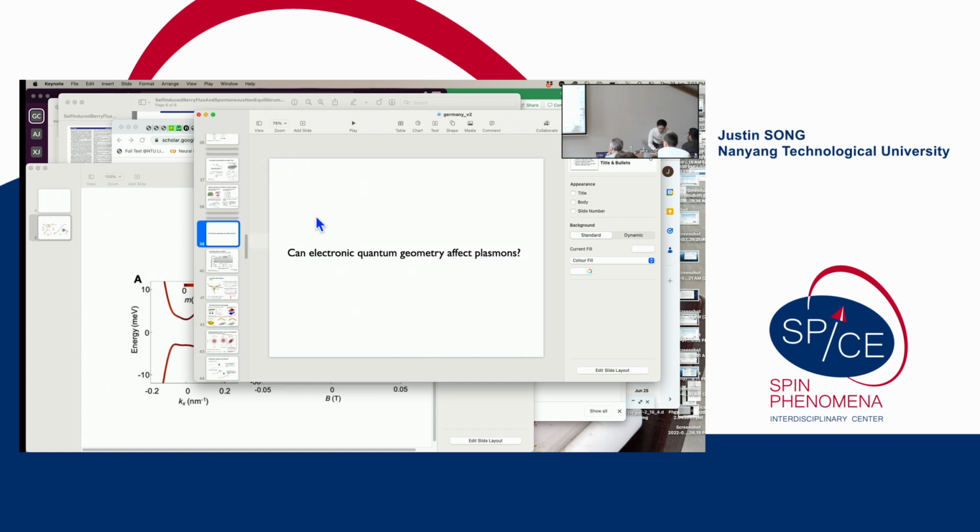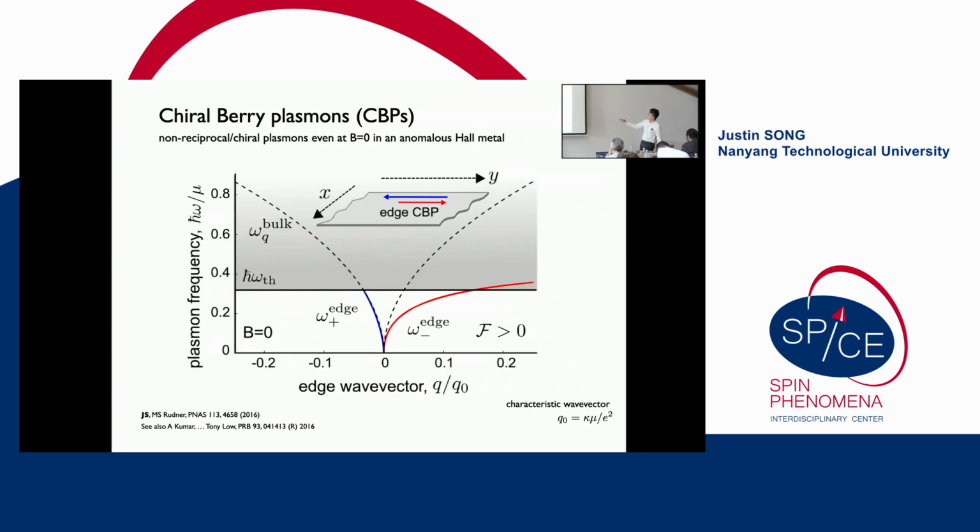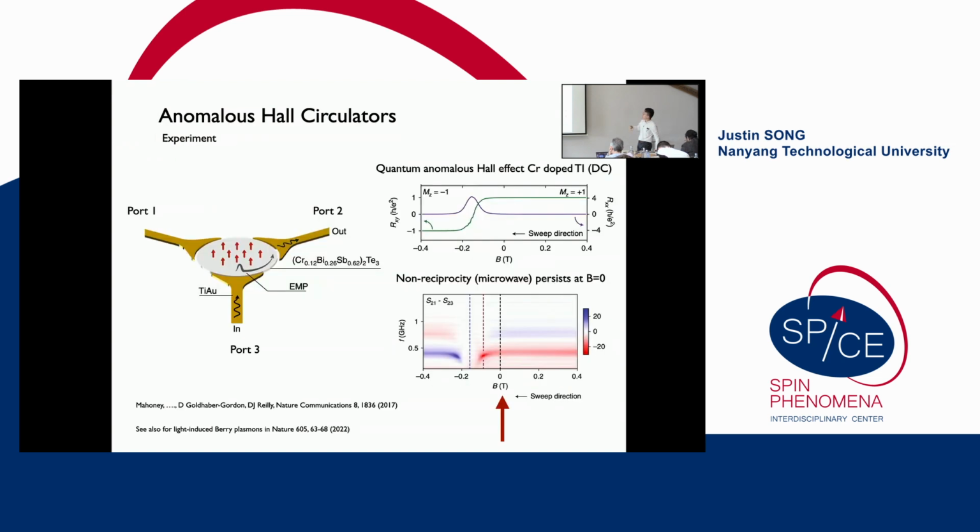Yeah, sorry. So it turns out that this quantum geometry can also affect plasmons. It can create some kind of special non-reciprocity at the edges because of an anomalous Hall effect. And people have seen non-reciprocity without magnetic field in magnetically doped topological insulators. When you create a circulator like this, they see a difference between the left and the right moving propagation signals, even at zero magnetic field.